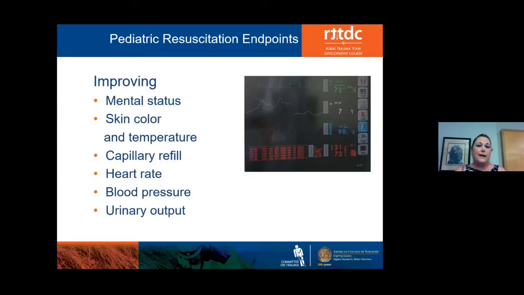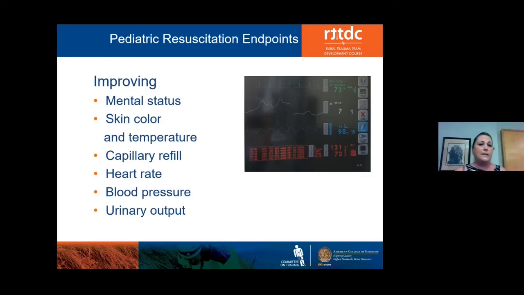Resuscitation endpoints. So what we're looking for, I already said that we don't necessarily just go by those vital signs. They are a guide marker, and not every patient fits into those categories. And we don't always know the patient's background as to whether or not they have comorbidities. So what you're looking for is, is their mentation improving? And if their Glasgow Coma score was maybe 13 or 14 and they're back up to a 15, then you know that you're doing a little bit better.